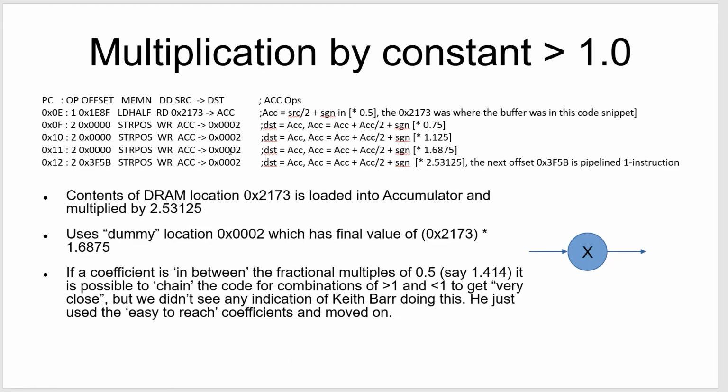Let's say we want to multiply something by the square root of 2. That's fairly common, by the way. What we can do is take this result here, this 1.6875, and multiply it by a number less than 1, and then come back and add it again. So we can go back and forth between less than 1 and greater than 1 to get closer. We looked at the code, and we didn't see any place where Keith Barr actually did this. So what this means, if we look at this table and the next one on the next page, is he just had a list of coefficients, and he just picked those. And as we say, it's close enough for rock.